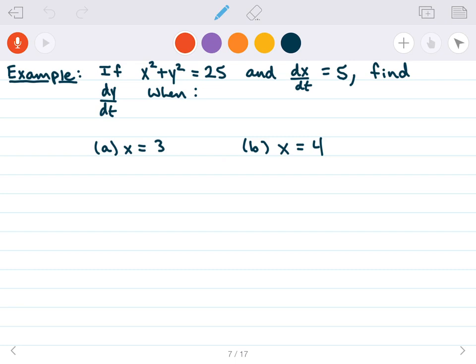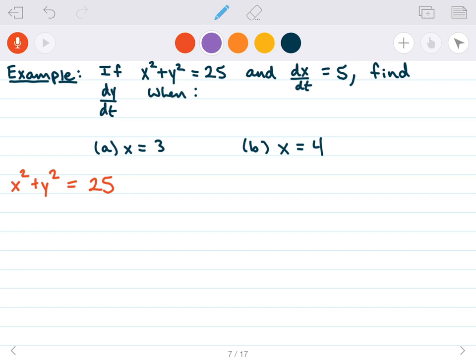So what are we given? We're given x squared plus y squared equals 25. So a circle centered at the origin with a radius of 5. That's what that is. Because they gave us a relationship here, I'm just going to go ahead and differentiate this with respect to time. That's what we're doing for this whole unit, and fill in the missing information, okay?